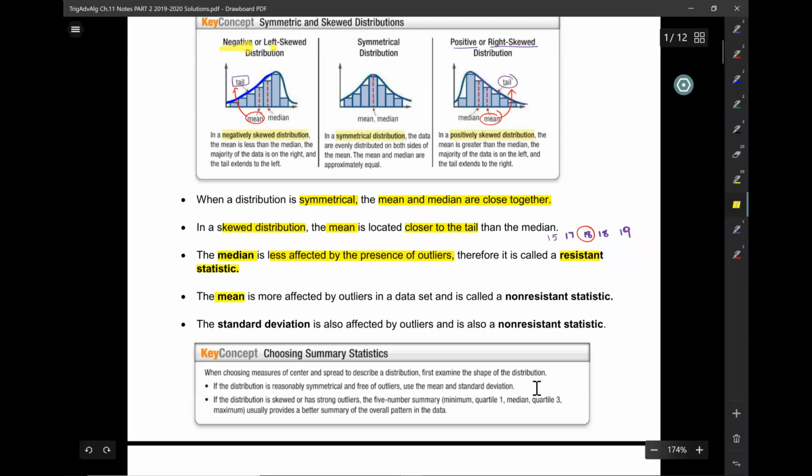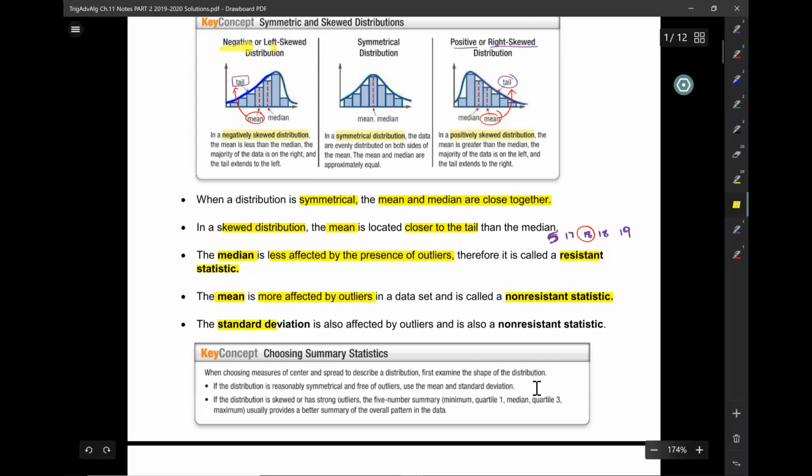The mean, however, is more affected by outliers. Look at that same data of the quiz scores. Think about what the average of those quiz scores is, and then think about what the average would have been had that lowest number been a 5. If it's a 5, do I get the same mean of the quiz scores versus if it was a 15? Absolutely not. So the mean is definitely affected by outliers, and it is called a non-resistant statistic. Okay.